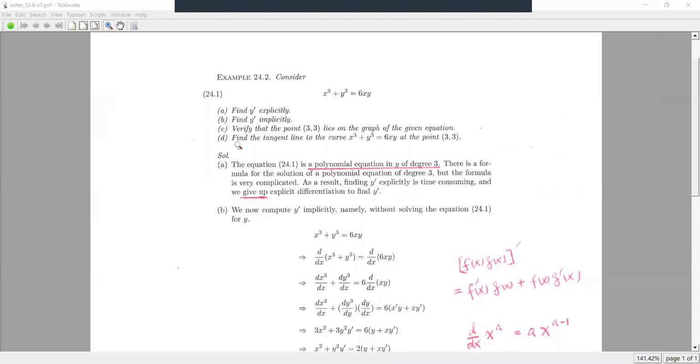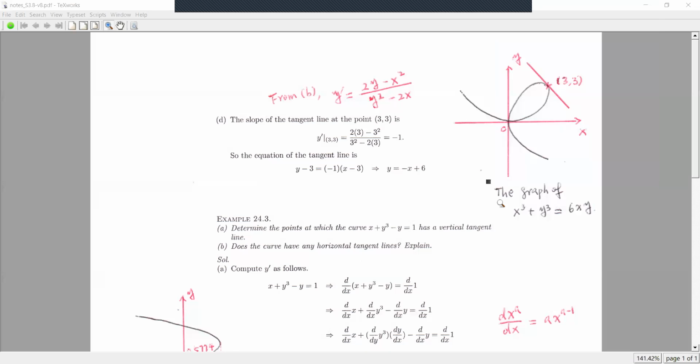And therefore, the point lies on the graph of the given equation. Part D. Find the tangent line to the curve at the point 3. That is, write down the equation of the tangent line to the curve at this point. I plot the graph of the given function on my computer. The graph looks like this curve. The point 3 is about here. At this point, there is a tangent line.